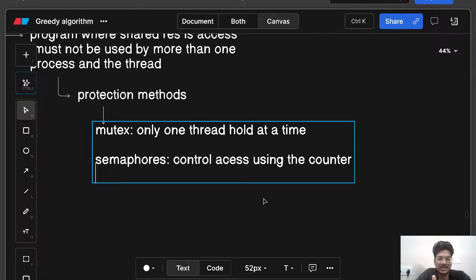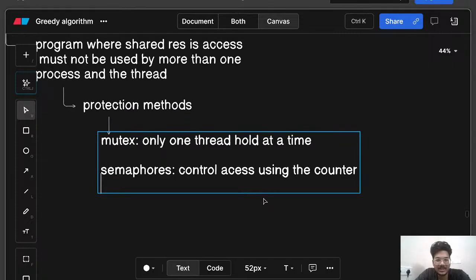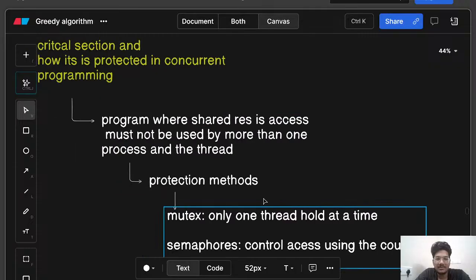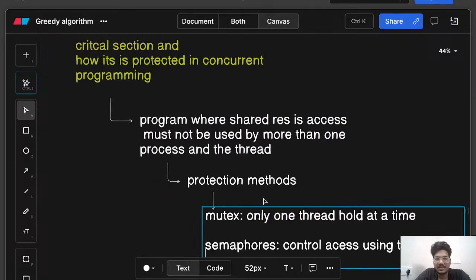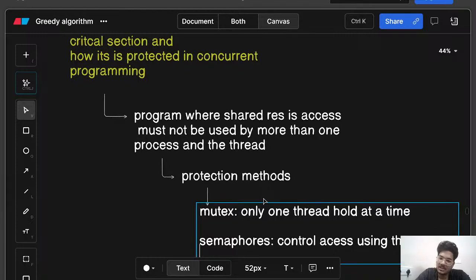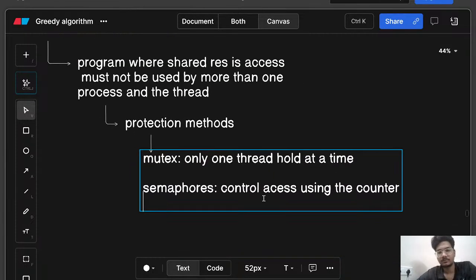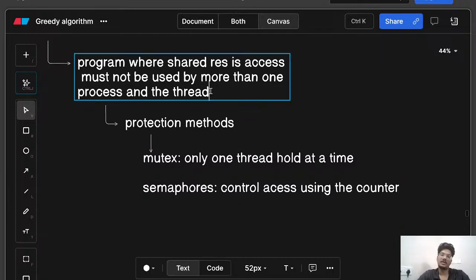So these four are the techniques through which the critical section is protected. And when the interviewer asks what is a critical section, we have to answer that it's a part of a program where shared resources like variables or files are accessed and must not be used by more than one thread at a time. Okay, let's move to the next question.